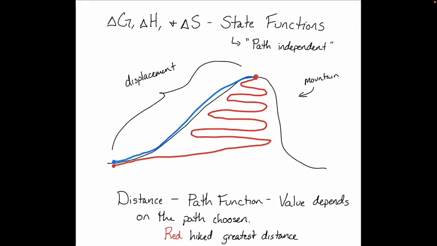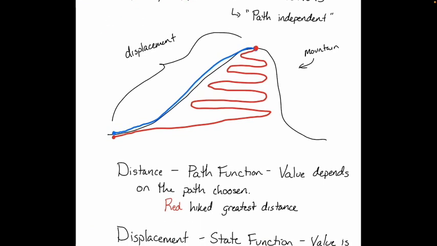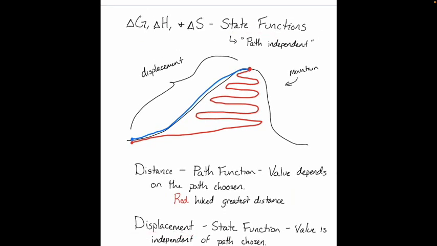And again, our thermodynamic quantities, delta G, delta H, and delta S, are state functions, much like displacement. It doesn't matter how you got there. All that matters is where you started and where you ended. From a chemical reaction standpoint, what that means is that if you calculate one of these quantities, like the free energy, for a reaction that takes place in one step, you would get the exact same value as if this reaction took place in 20 different steps. All that matters is where you started and where you finished.